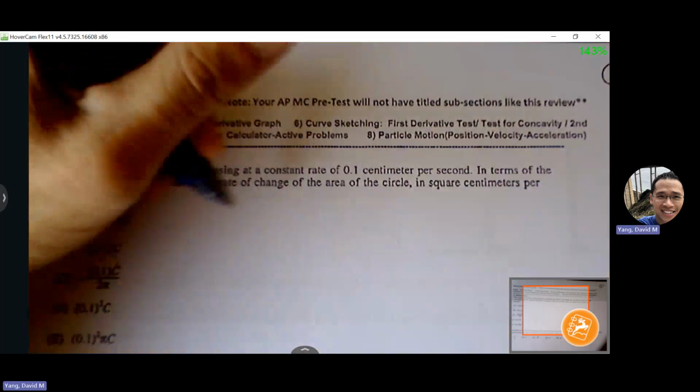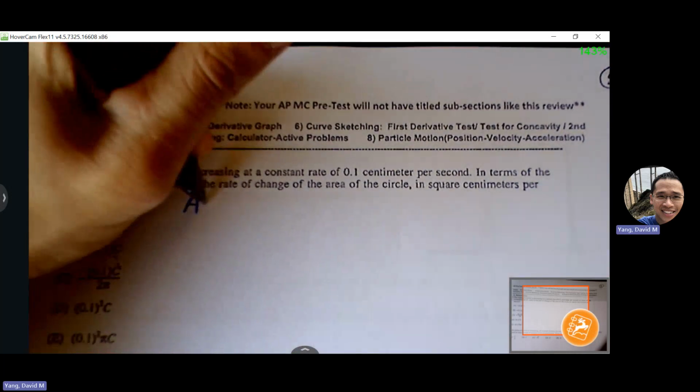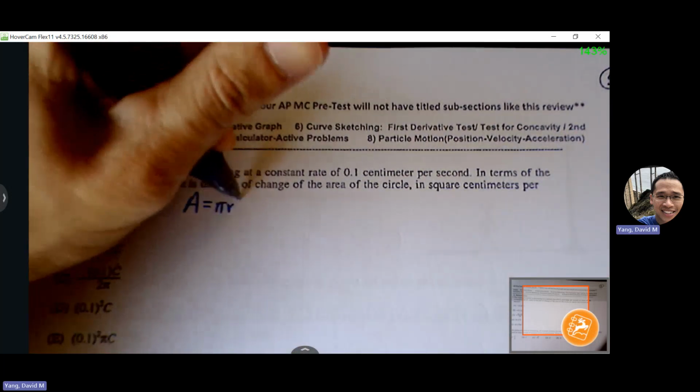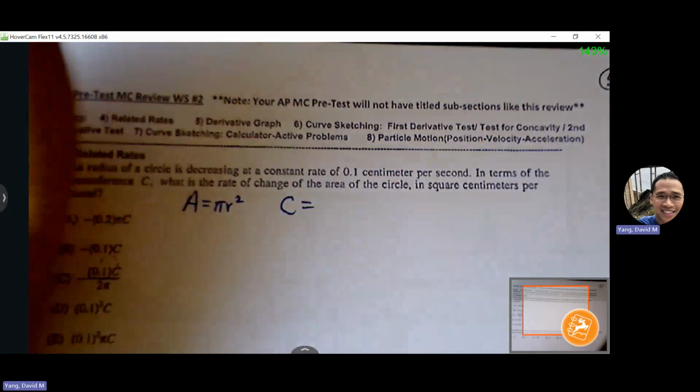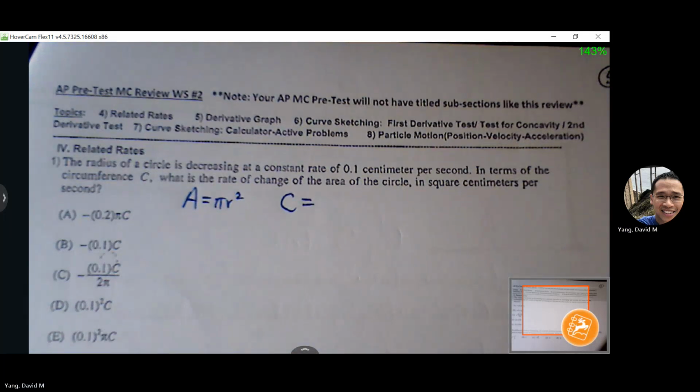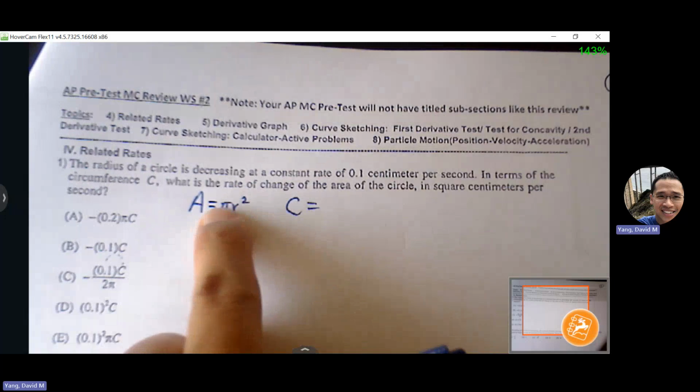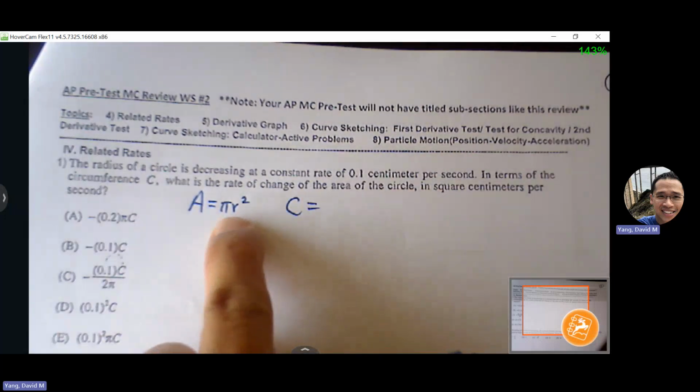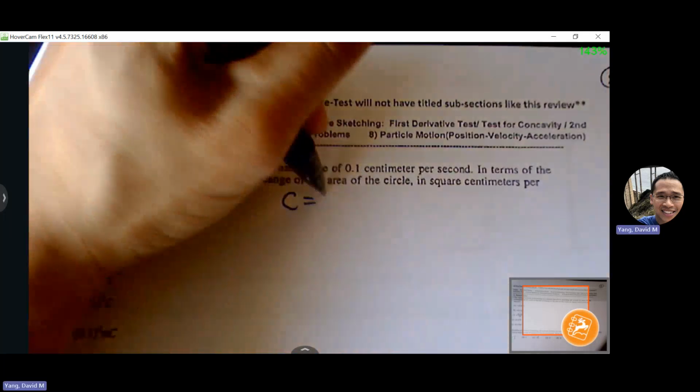So let's start with those, right? We know area is pi r squared. You guys remember what the circumference of a circle is? 2 pi r, right? If you forget that, but you know area, the derivative of area is your circumference. So 2 pi r is circumference.